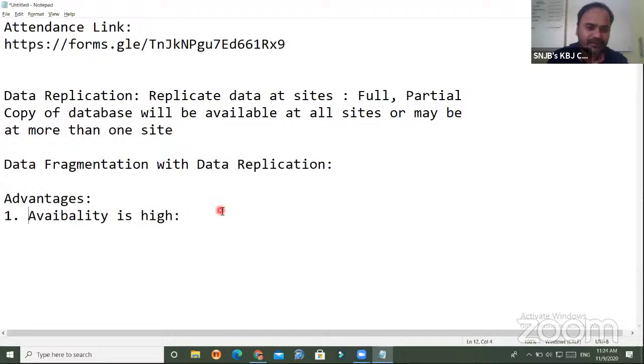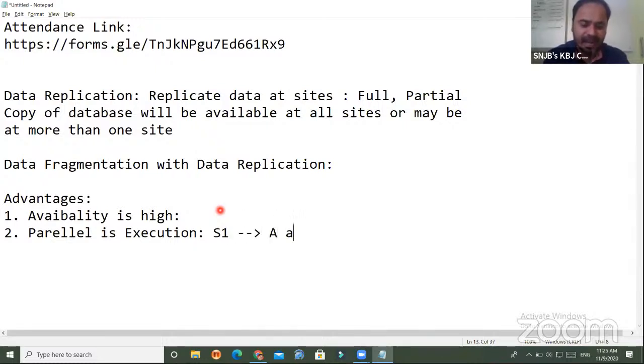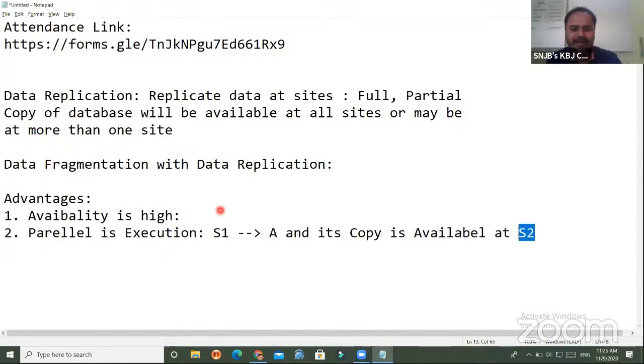सेकेंड एडवांटेज ऑफ दिस स्कीम ऑफ रिप्लिकेटिंग डेटा विल बी दैट, ओके, रिप्लिकेशन का बेनिफिट आपको दूसरा और क्या होगा? पैरेलल एग्जीक्यूशन इज पॉसिबल. यानी क्या, मान लीजिए आपके साइट 1 पर जो डेटा अवेलेबल है, सपोज साइट 1 के ऊपर ए अवेलेबल है, ओके, एंड इट्स कॉपी इज अवेलेबल एट साइट 2। उस केस में आप साइट 2 पर जो डेटा अवेलेबल है ए के ऊपर, आप क्या कर सकते हैं, S2 के ऊपर भी ऑपरेशन कर सकते हैं और S1 के ऊपर भी ऑपरेशन कर सकते हैं। एट ए टाइम दोनों जगह पे ऑपरेशन कर सकते हैं। दैट इज नोन एज पैरेलल एग्जीक्यूशन. सो दैट इज अगेन वेरी वेरी इंपॉर्टेंट कंसेप्ट डियर स्टूडेंट्स। ओके, सो ये दोनों जो भी है, these are the advantages of data replication.